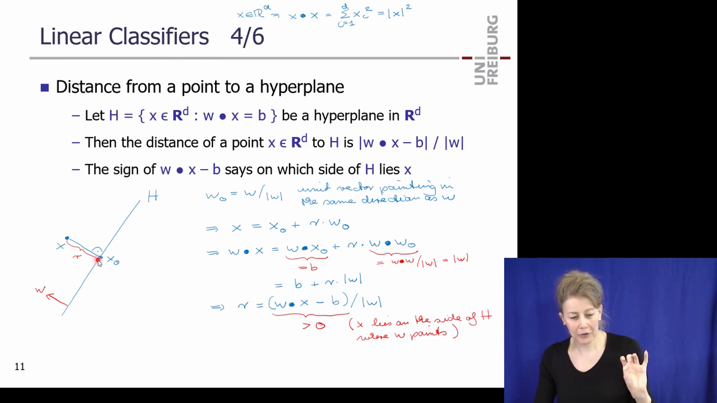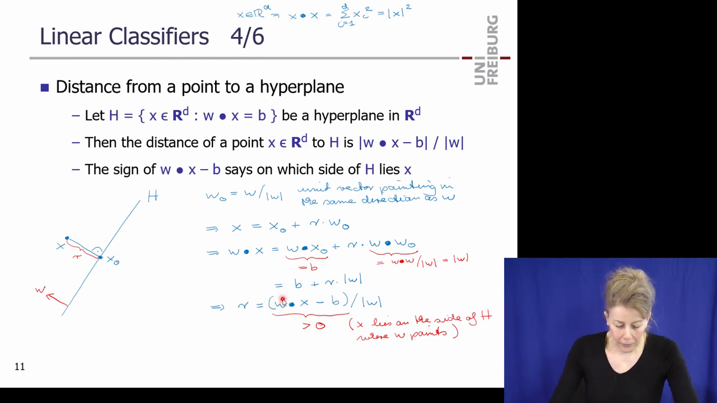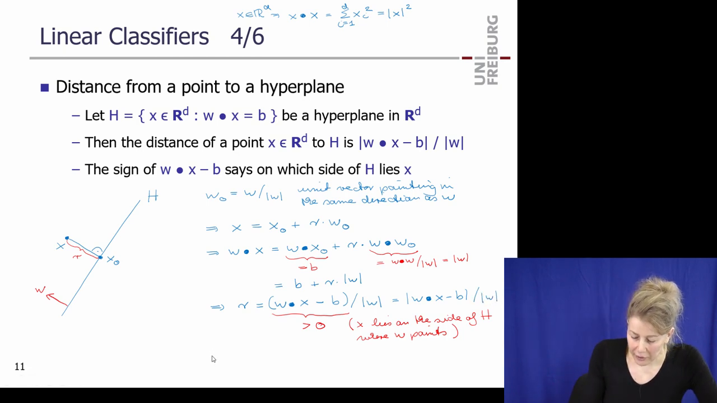So let me say this and let me also write this. Here I just drew the picture for the case where x lies on the side of the hyperplane where W points. When I do that case, then this thing here is positive because it's on that side. And then this thing here I could have written here. Since it's positive, I could just also write this, right? That's the same thing for this case. And the case where x lies on the other side can be proved analogously.